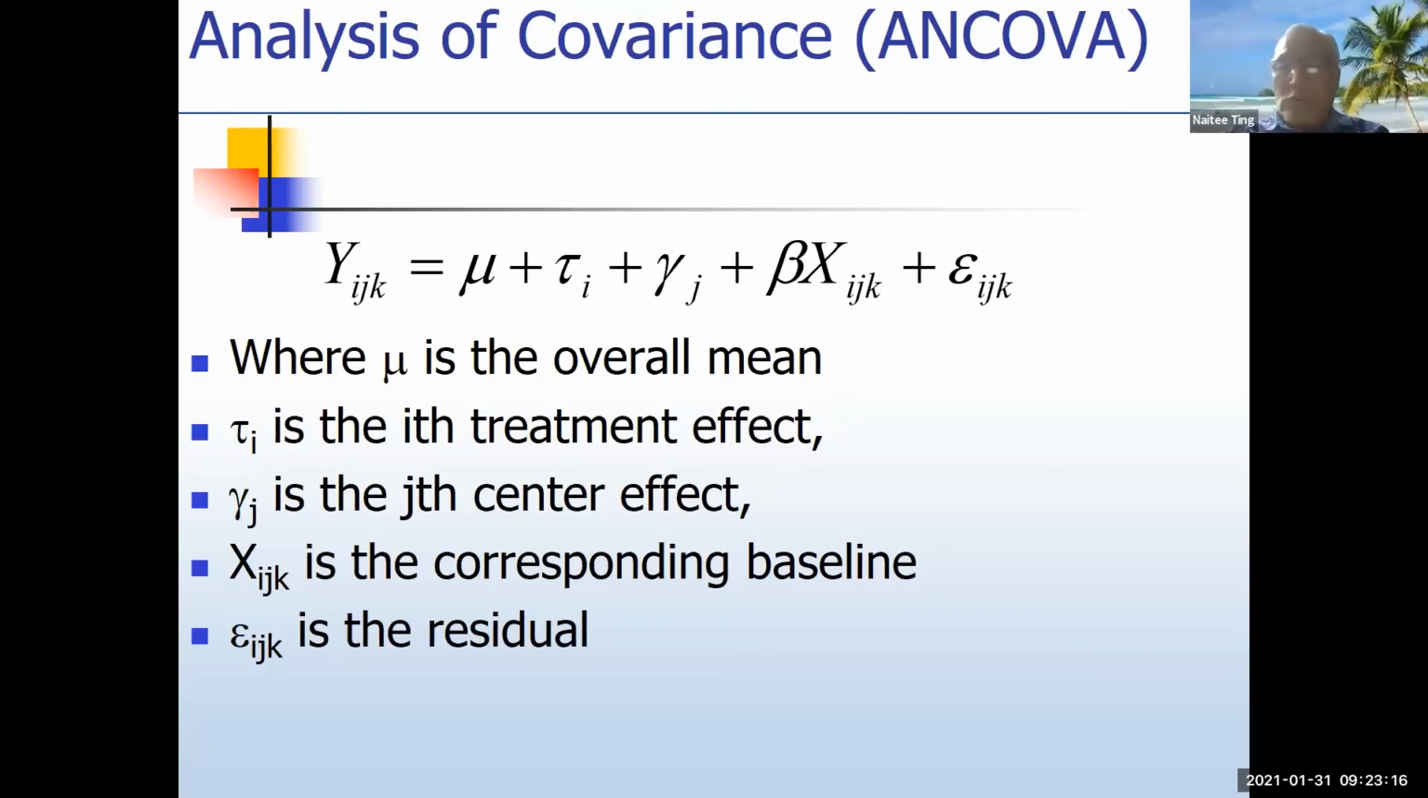Right? So the second reason why tau gamma IJ is not in the model is because in clinical trials, there's no space for model selection. So that's the second reason.